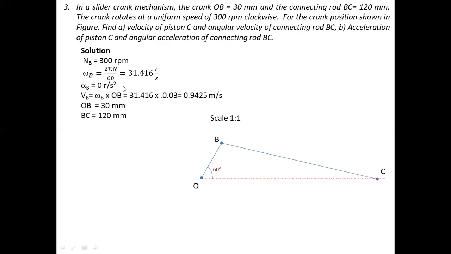So we can determine the velocity of the crank OB by taking R into omega, that is the length of the crank or radius of the crank into the angular speed of the crank. Taking the value of 0.03 meter and angular velocity 31.41, we get the velocity of the crank as 0.9424 meter per second.